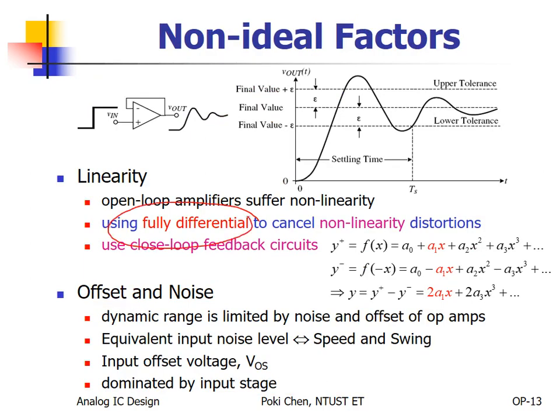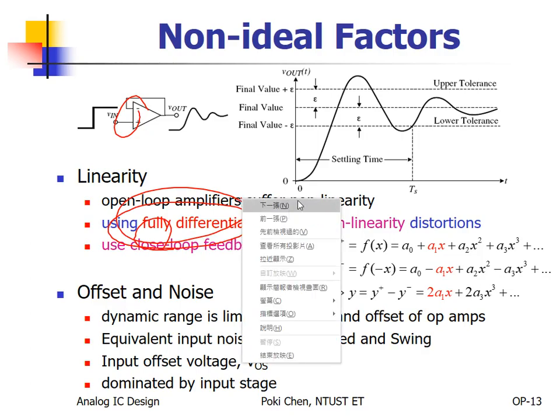The second important idea for this chapter: you need to design a fully differential op-amp. Because for an op-amp, we already have differential input, positive and negative, right? So what is the definition of fully differential? Two differential inputs, two differential outputs. That is the so-called fully differential. Why do we need it? To enhance your linearity.